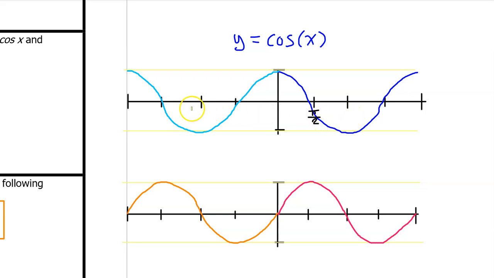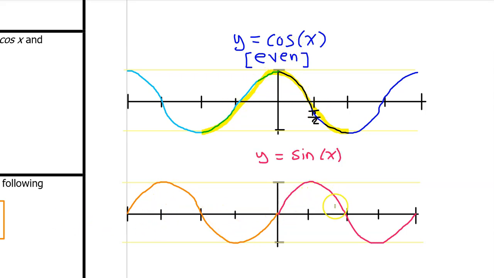Here are 2 periods of the cosine function. However, if you focus on one period of the cosine function that is centered around the y-axis, like this, you realize that the cosine function actually has y-axis symmetry. In other words, cosine x is an even function.